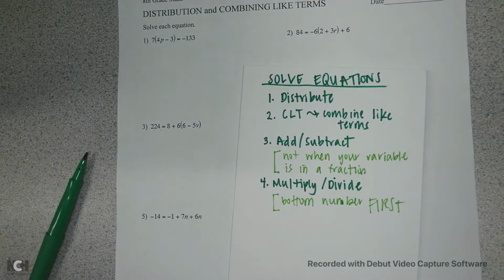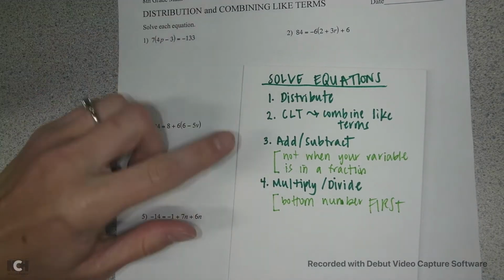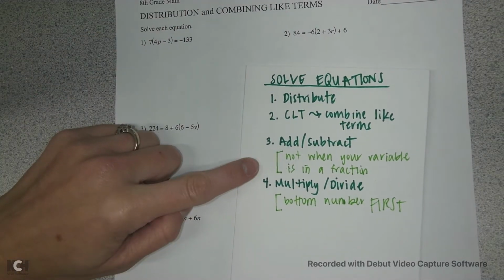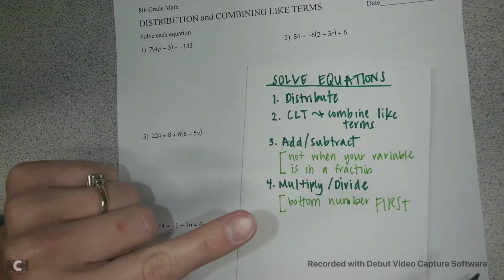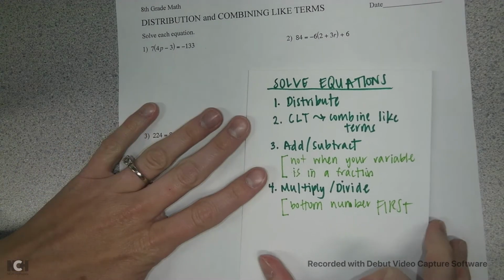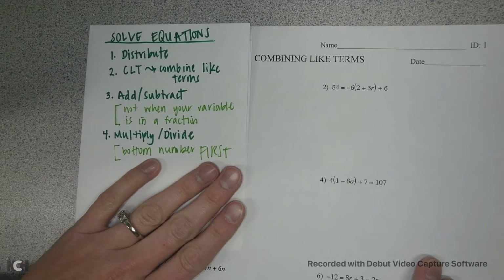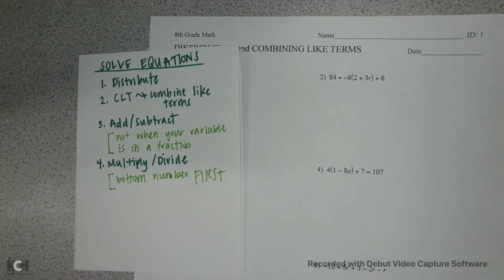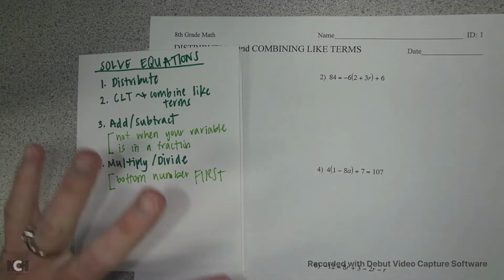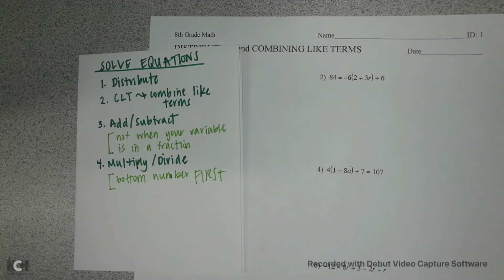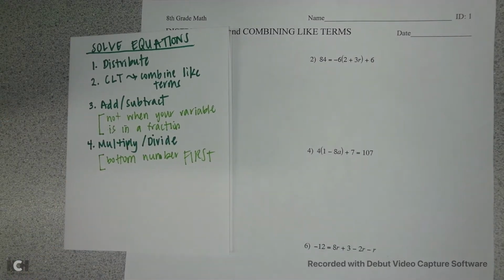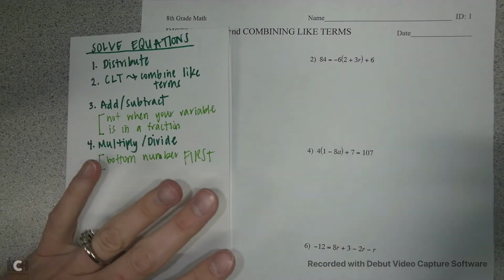Okay, so these are our steps for solving equations. We always want to start with distribution, then combining like terms, then adding and subtracting, except when you got a fraction, and then multiplying and dividing. So let's practice this. We're going to do the evens together because the odds are your daily quiz. So you have 4 odd questions to do, and then you can watch a video with these 4 questions all worked out for you. Okay, here we go.